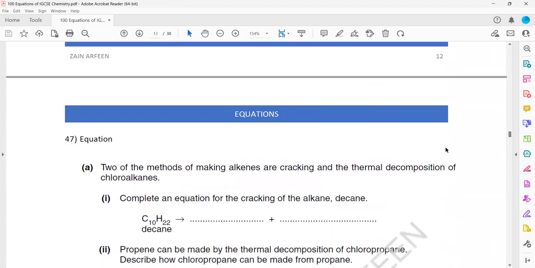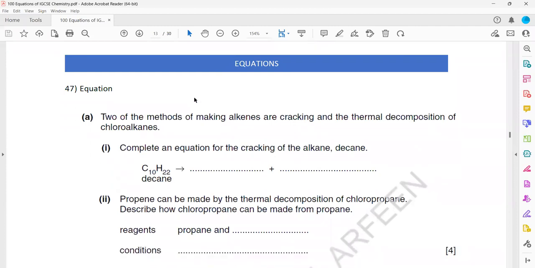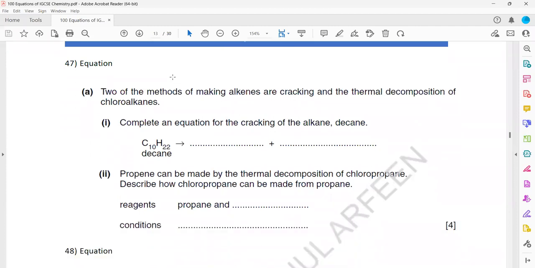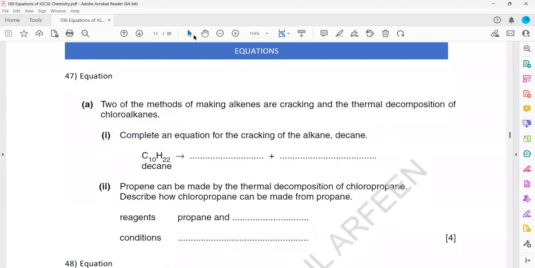So, an exercise related to balancing the equation. You can use mic, chat, or screen annotation to answer this. Two methods of making alkene are cracking and thermal decomposition of a chloroalkane. Complete an equation for the cracking of the alkane decane.